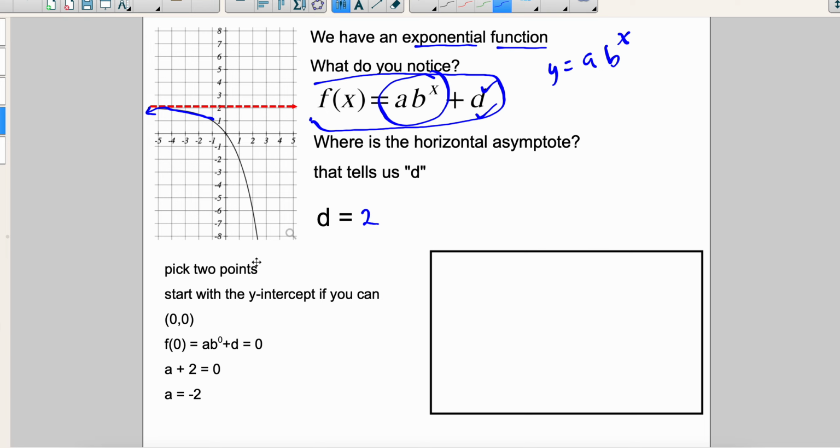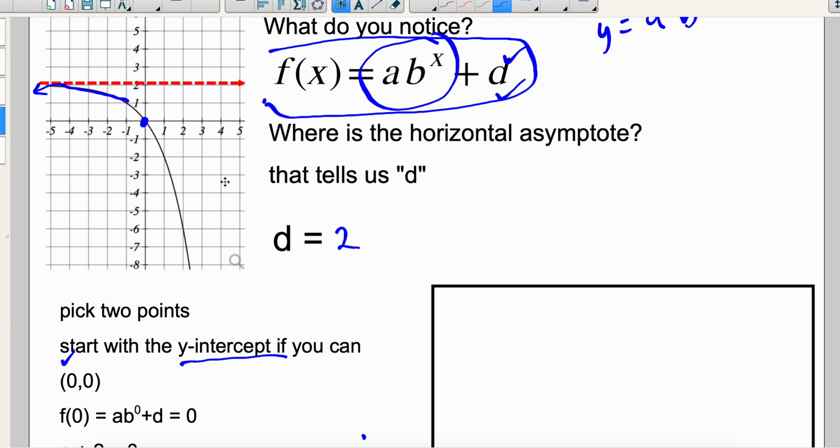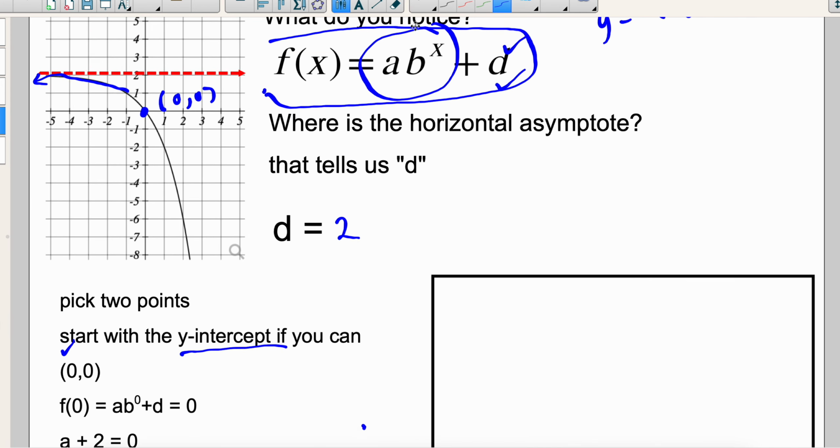So let's pick 2 points. I'm going to start with the y-intercept if I can. That seems to be nice right here. If I put in 0 for x, I get a y of 0. So that point is 0, 0. So I'm going to start there. I can substitute that in.